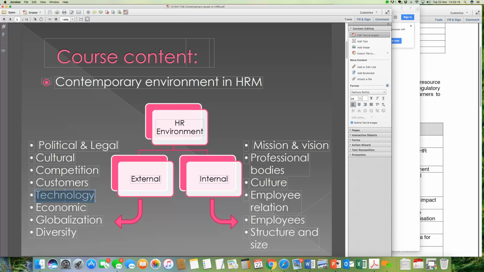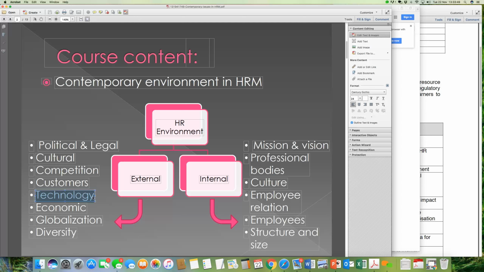Some of the employees might be very eager to adopt the new technology and are technology savvy, but some of the employees, maybe the older employees, or people who are not that IT savvy, might find technology to be an issue in adopting Windows 10. Right? Now, some of the other reasons could be economic, globalization and diversity.